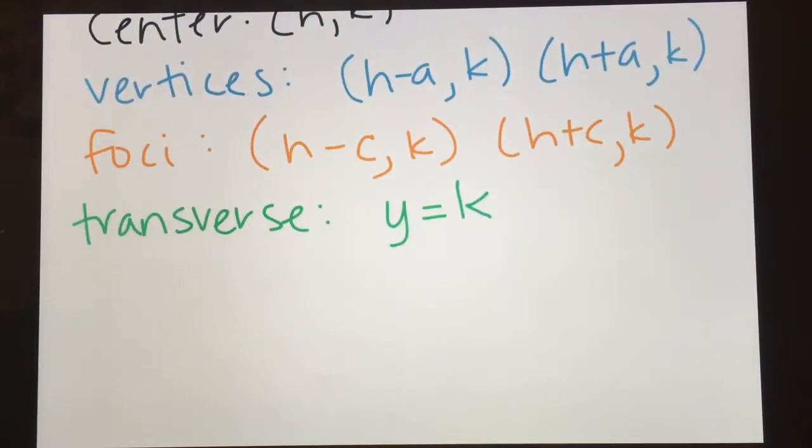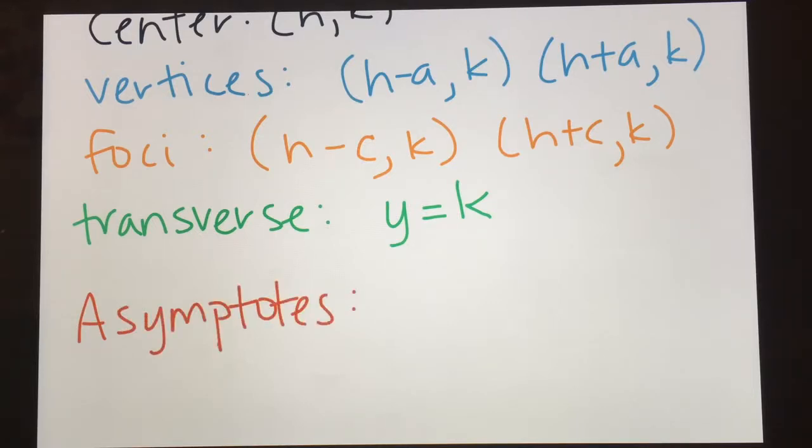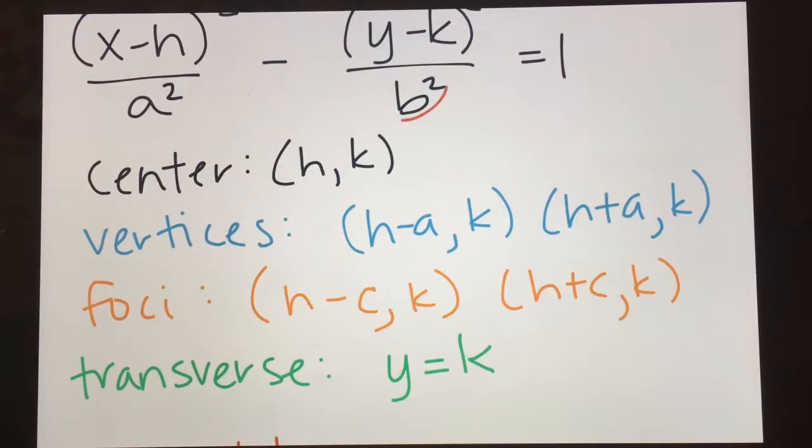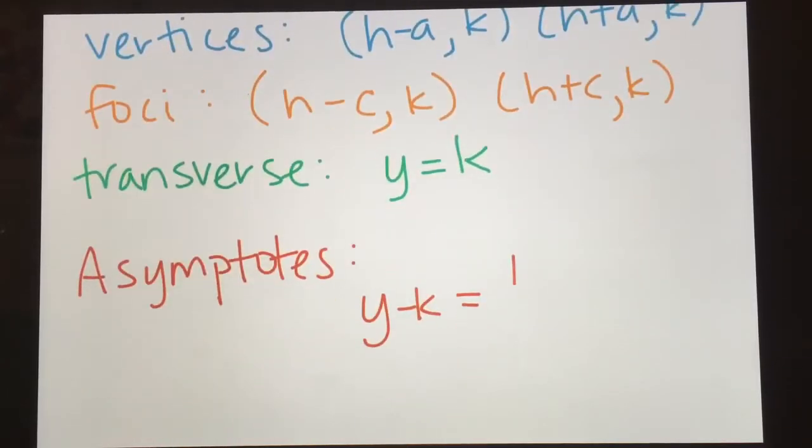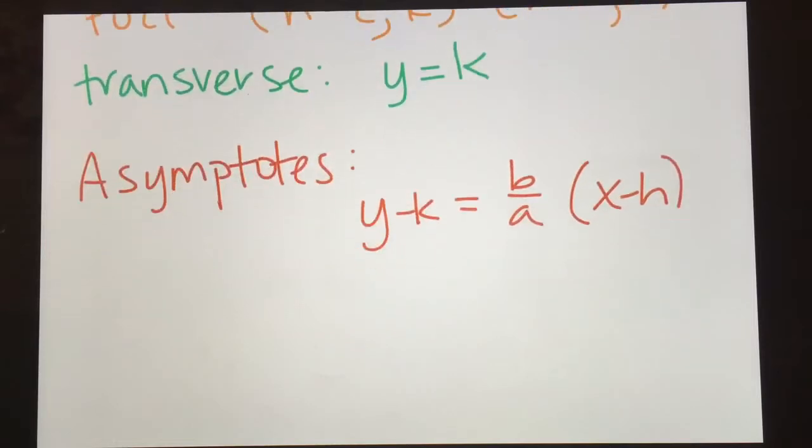And then the way that we find the asymptotes is we write y minus k equals, the number underneath y is b, so we're going to do rise over run kind of, so it'll be b divided by a is kind of the slope. So we'll do b over a times (x minus h). That will be one of the asymptotes, and then the other one is just the negative version of that.